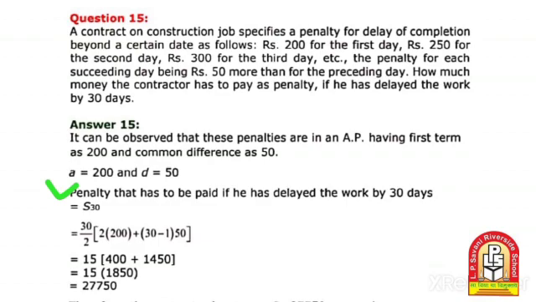Okay, so you have to just focus on the question and evaluate which term is a and which term is d, that is 50. And after that, you just put the values of those terms in the equation for the summation, nothing else.